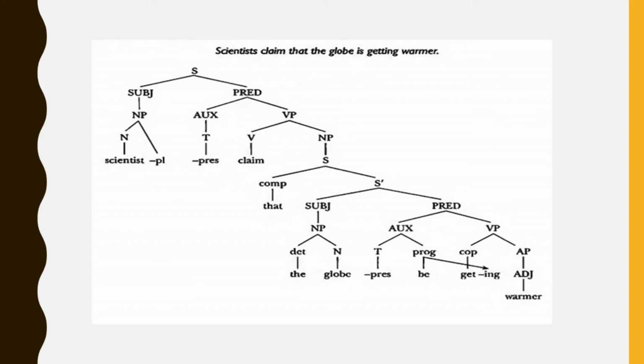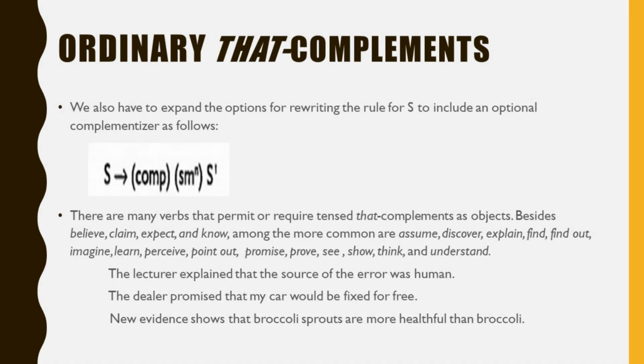We will place it under S in a position adjacent to and to the left of sentence bar. We also have to expand the options for writing the rule for S to include an optional complementizer as follows. Sentence consists of complementizer and sentence modifier and again sentence bar. We must leave the complementizer optional both because simple, single clause sentences do not require them and because it is possible for complement clauses like those above to appear without that.